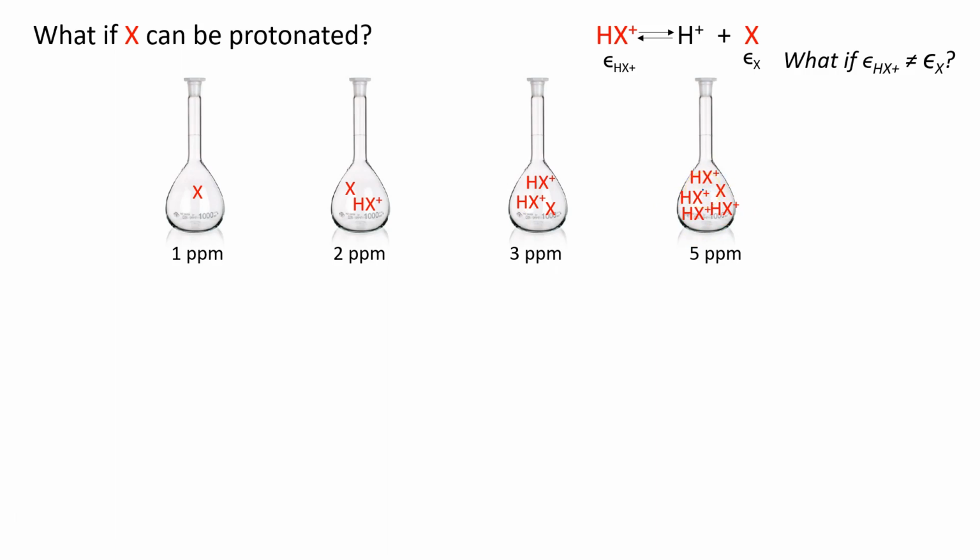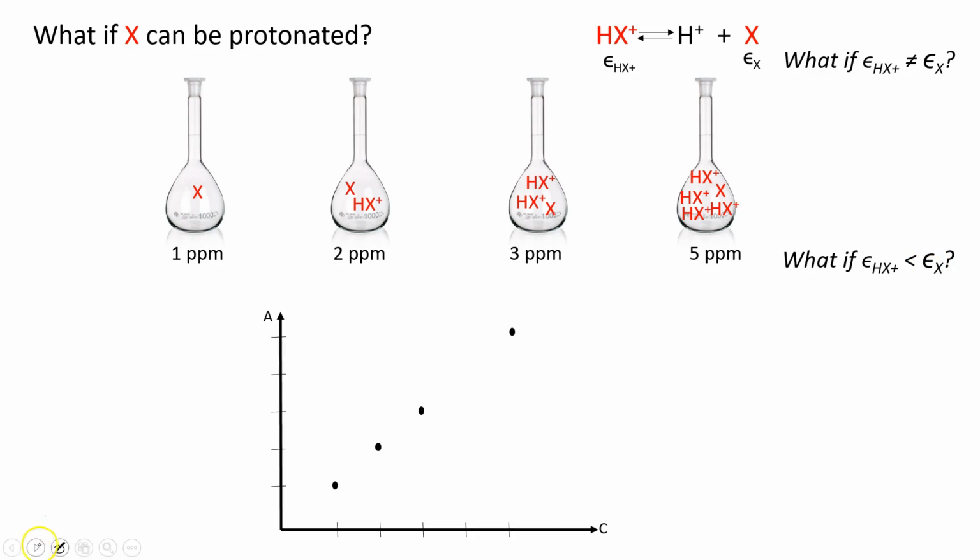So now take it a step further. I asked you to imagine if the molar absorptivities of the protonated and the unprotonated forms were different, but now what if the molar absorptivity of the protonated form was less than the molar absorptivity of the unprotonated form? How does that change your calibration curve?